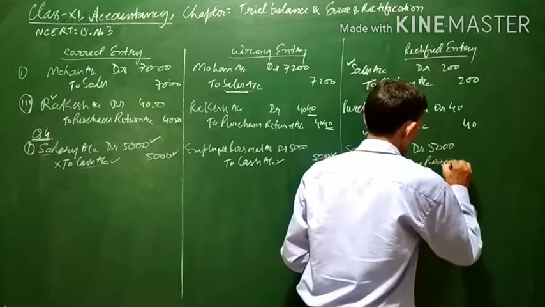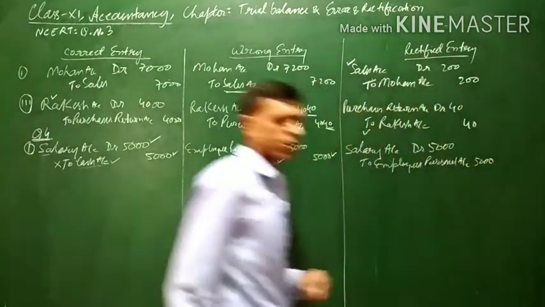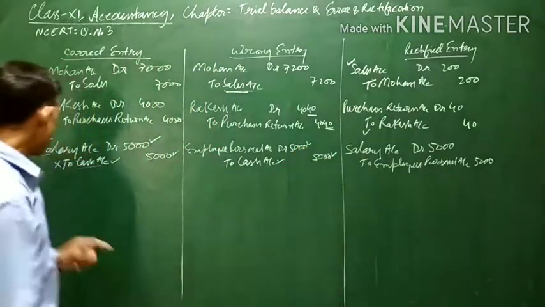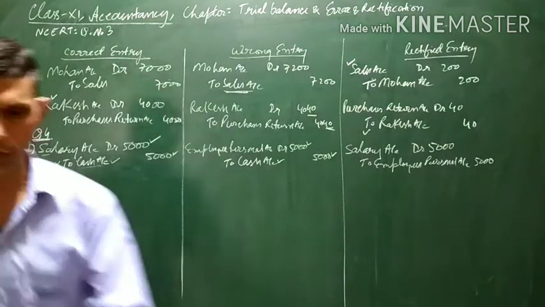Employee's personal account with 5,000. This is the rectification entry. Now this is also done. Again, come to the third entry here. Under question number 4, the third entry.